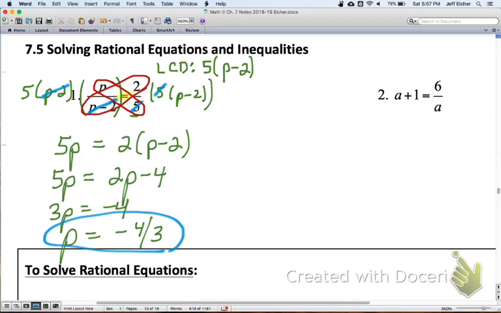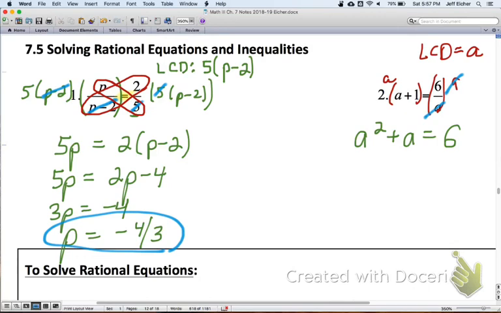On the next question, on the right here, we can multiply both sides by the lowest common denominator, and there's only one denominator, so the lowest common denominator is a. So multiply both sides by a, and what that does is the a in the denominator divides out with that a, and then on the left side of the equation, we get a squared plus a equals 6. Since we have a squared term and an a to the first, we should collect all the numbers, all the variables on the same side so that the equation equals 0.